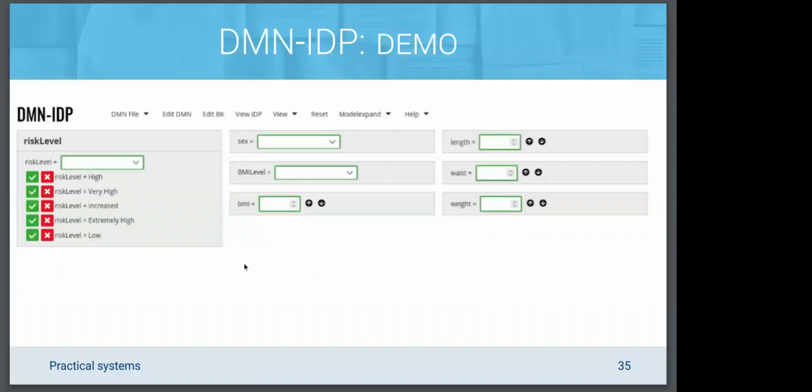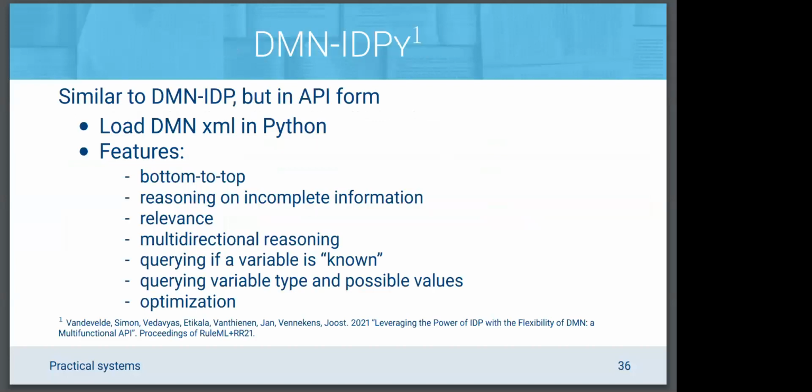Yes. Great. All right. So that's DMN-IDP, our first application based on everything that I've shown. And then we have DMN-IDPY, which is just a letter difference, and which we presented at RULML, as I've said, which we created together with Veda Etikala and Jan van Tienen. It is similar to DMN-IDP, but in API form, because in the other interface, you're stuck with it actually being an interface, right? So if you do want to implement something such as a chatbot, it wouldn't easily be possible using such an interface.